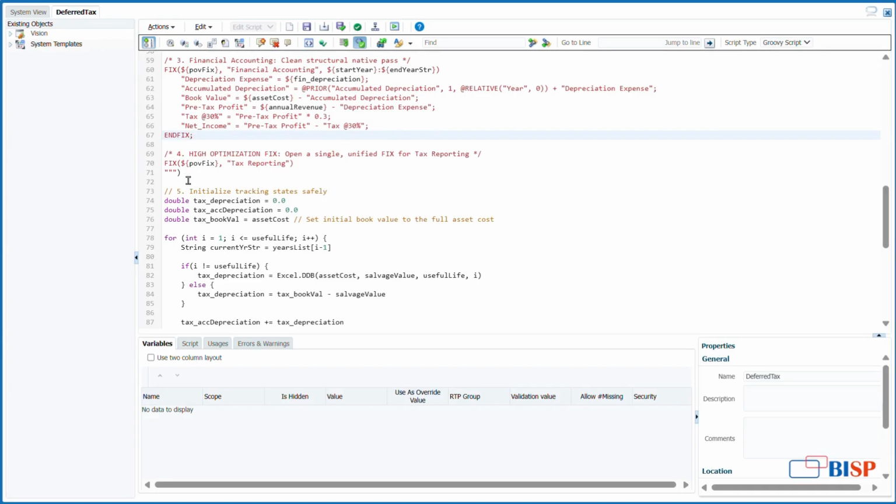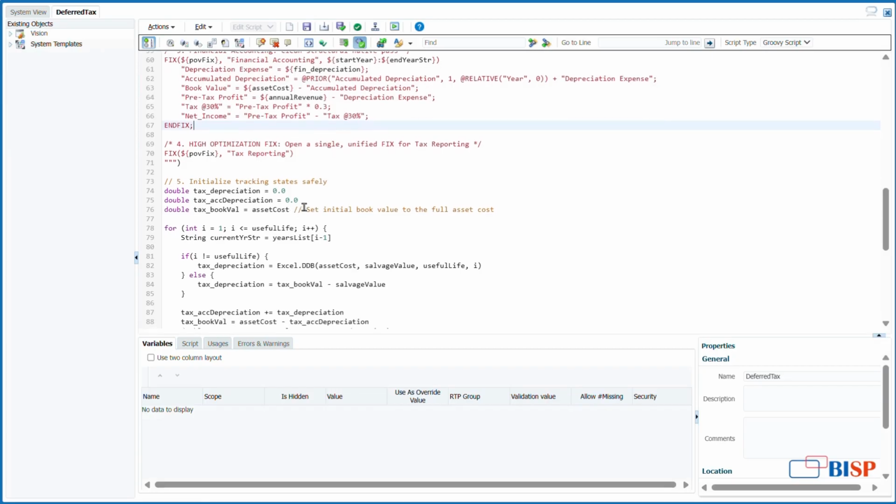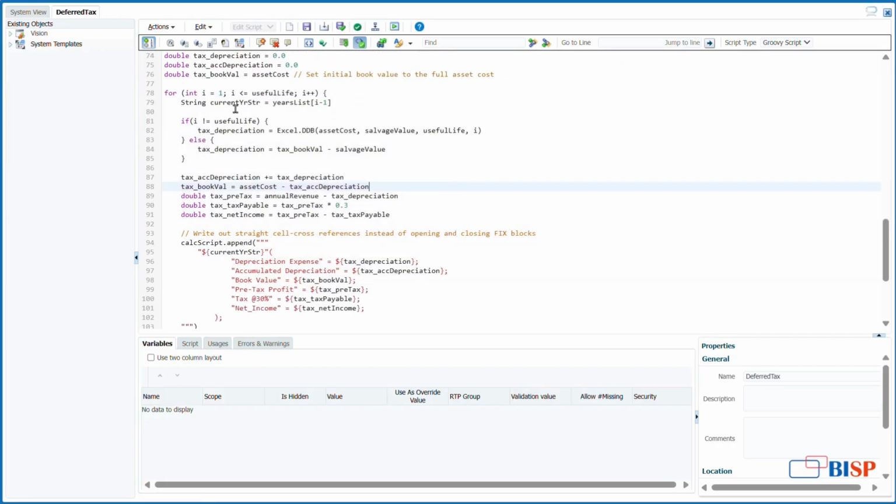Now we move to the tax reporting section. Here the script initializes three variables: current year depreciation, accumulated depreciation, and book value. And it loops through every planning year, or every year except the last one. The depreciation is calculated using the Excel DDB function. This gives us the double declining balance depreciation that we calculated earlier in Excel.